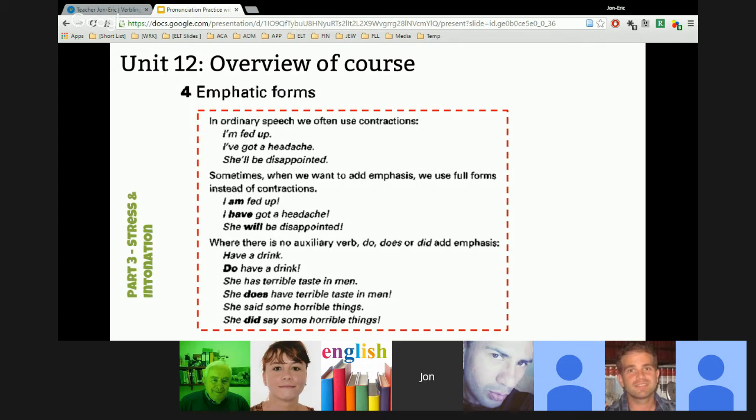In each sentence, I'm fed up, I've got a headache, she'll be disappointed, there's a contraction. So, when we want to give emphasis, we choose not to use the contractions. Look at the middle. Sometimes, when we want to add emphasis, we use full forms instead of contractions. I am fed up. I have got a headache. She will be disappointed. That's easy because you can see the verb.